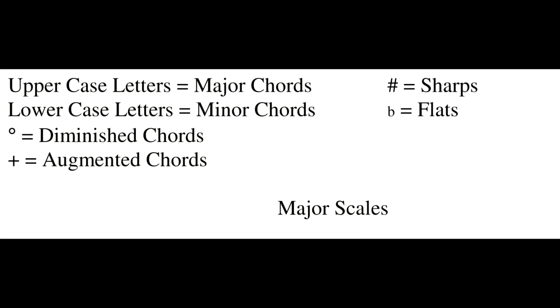This last thing that we're going to do here is major scales. We're going to talk about major scales because we play in major a lot. Well, we play in minor also, but let's start with major scales just because that's a good thing to start with. Here is my major scale sheet. And you can see it says major scales, and there's a few things on top. Uppercase letters equal major chords, lowercase letters equal minor chords. There's a little circle that equals diminished chords, and a plus equals augmented chords. On the right-hand side, it says there's a symbol for sharps and flats.